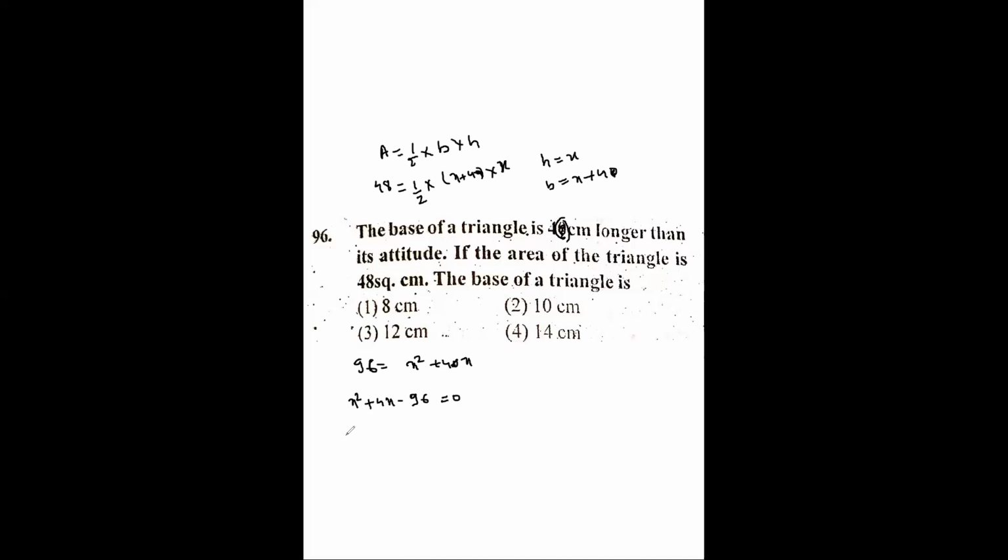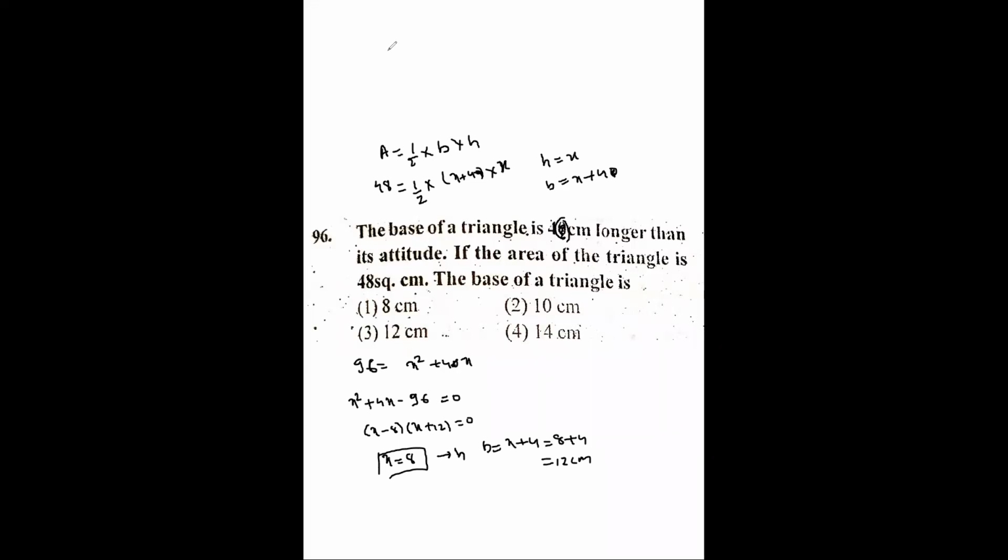On factorizing this, we get the factors as x minus 8 and x plus 12 equal to 0. So the positive value of x is 8. So height is 8. Now the base will be x plus 4, that is 8 plus 4, which is equal to 12 centimeter. Here we need to use the formula for area of the triangle, substitute the base in terms of height and simplify the quadratic equation.